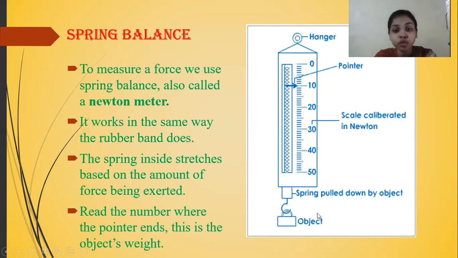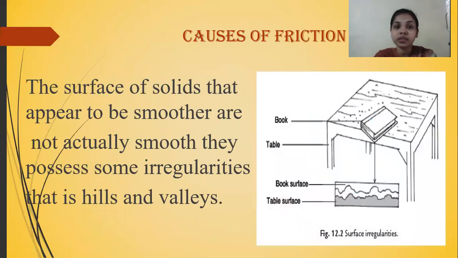Means whatever force you applied on that particular object, you can measure it with the help of the spring balance. It is a simple instrument which is used to measure force, and it is also called a Newton meter. Okay, now the next is the cause of friction. Now, what causes the friction?